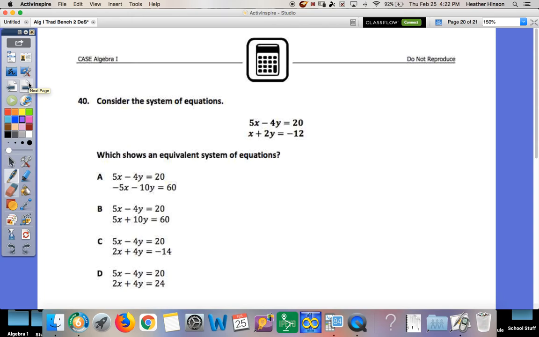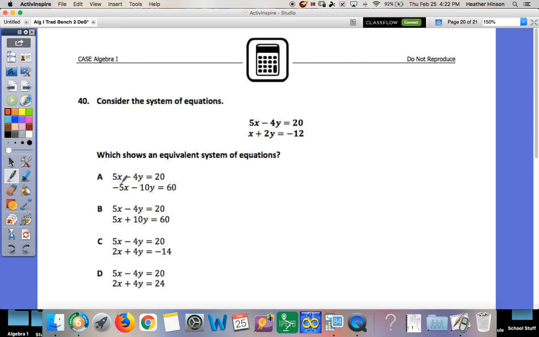Okay, the last one, one second. Consider the systems of equations. Which shows an equivalent system of equations? So all of these first equations, if you check them out, they're all the same. They're the same as the original, but they changed the bottom equations. They're trying to do elimination here. There's a lot of different ways you could do elimination, so let's see what they did and see if they did it correctly.